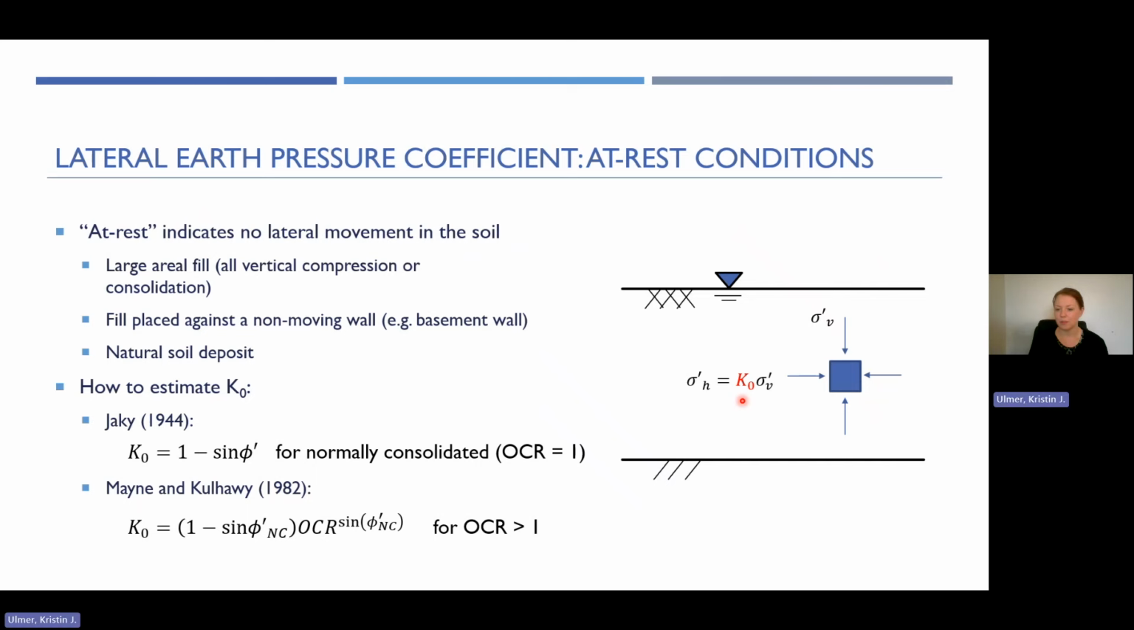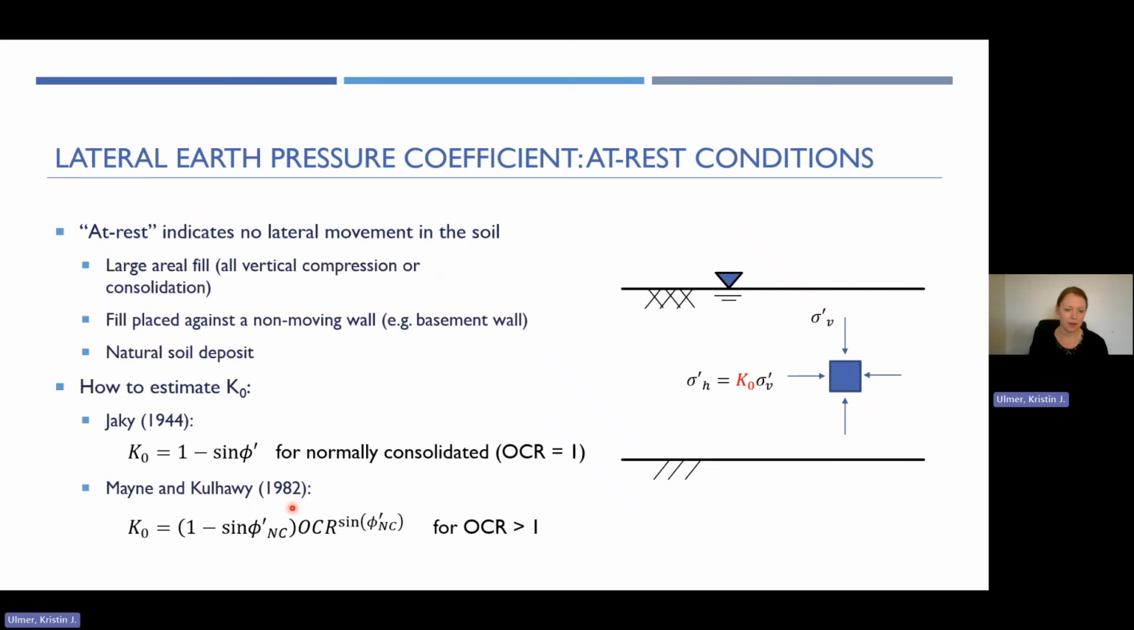To estimate K0, there are a couple of popular equations. One from 1944 that's based on the effective friction angle, which is this phi prime right here. Now recognize that this equation is for normally consolidated soils. So that's where your over-consolidation ratio is equal to 1. Now that's from another lesson as well on past pressures for soils. So this is indicating that the soil is currently under the maximum stress it has experienced in its deposited state. There's a version of this equation that's slightly modified for soils that aren't normally consolidated.